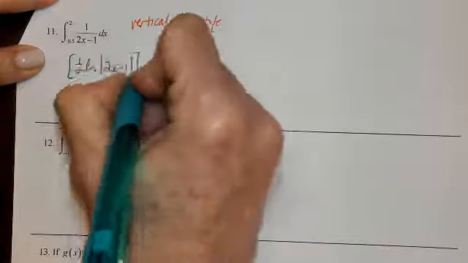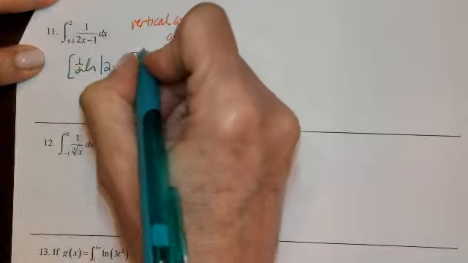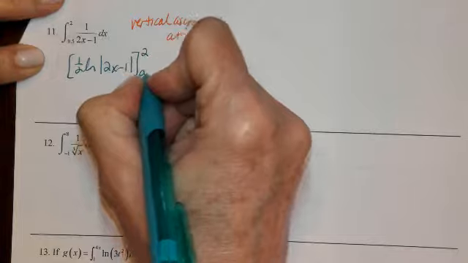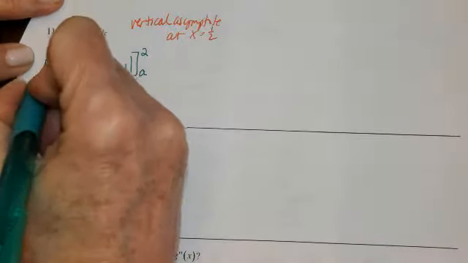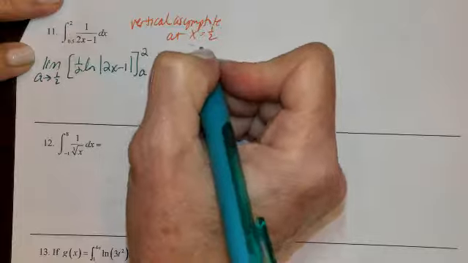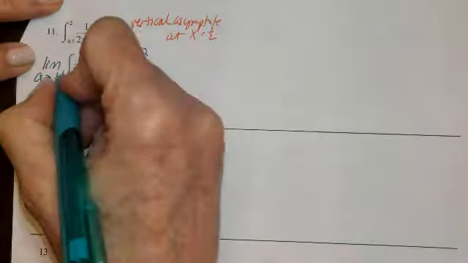Okay, we're trying to take this from 0.5 to 2. The 2 is fine, but the 0.5 is not fine. I'm going to call that a, and then take the limit as a goes to 1/2 or 0.5, specifically from its right.